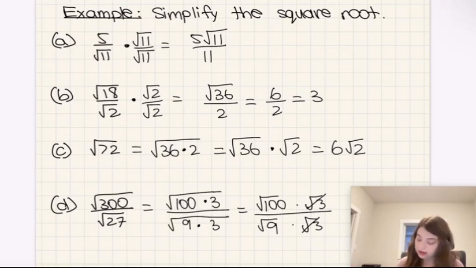Then we can simplify root 100 and say that's just going to be 10. And then root 9 is just 3. So the answer here is 10 over 3.